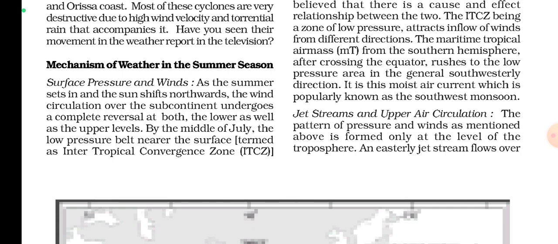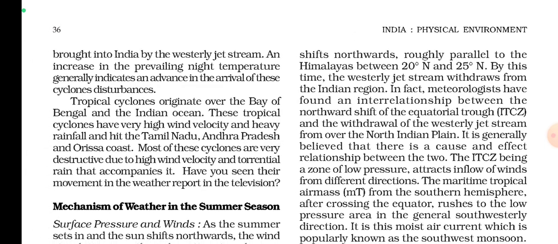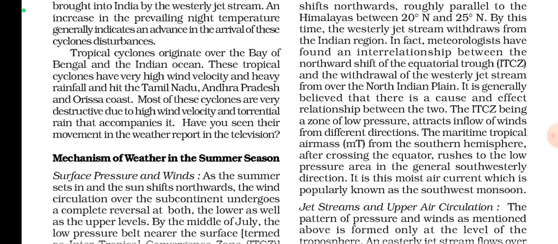What happens in the summer season? Surface pressure and winds. As the summer sets in and the sun shifts northwards, the wind circulation over the subcontinent undergoes a complete reversal at both the lower as well as the upper levels. By the middle of July, the low pressure belt nearer the surface, termed the intertropical convergence zone, shifts northward roughly parallel to the Himalayas between 20 degrees north and 25 degrees north.